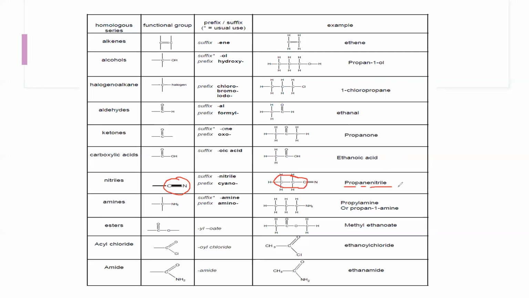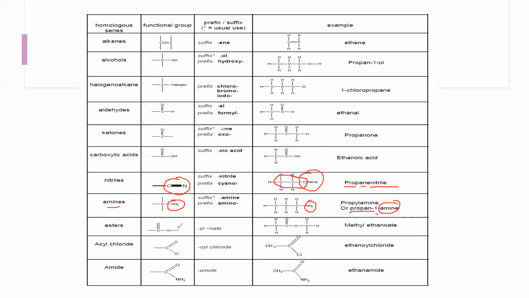And why is it a nitrile group? Because of this functional group, C triple bonded with N, we call that nitrile. Amine means NH2. When the NH2 group is there, we call them amine. So 1, 2, 3 carbon. So we say propan-1-amine. 1 is the position of the amine, and the amine group is with the first carbon.